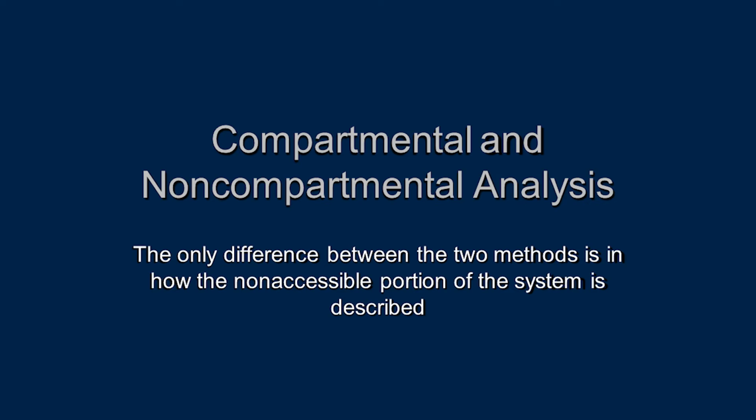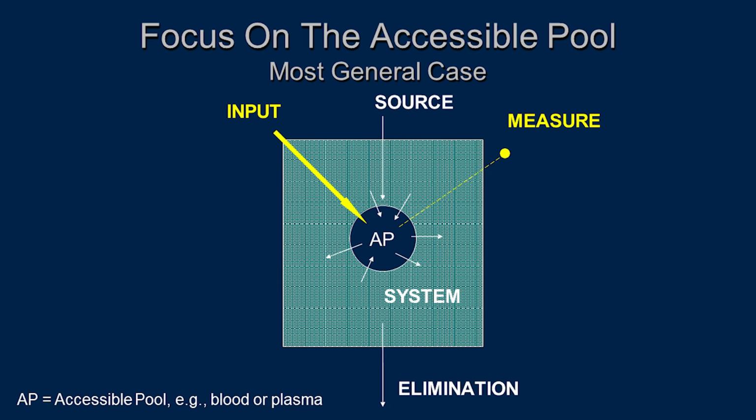And we have to do it only based on measurements in the accessible pool, in the accessible portion, right? A non-compartmental model doesn't make any statement on that. It basically focuses on the accessible pool, and makes all its inferences on PK parameters based on those measurements. This is a very general statement of a non-compartmental model that can be used for endogenous substances, for example, like hormones or metabolic substances.